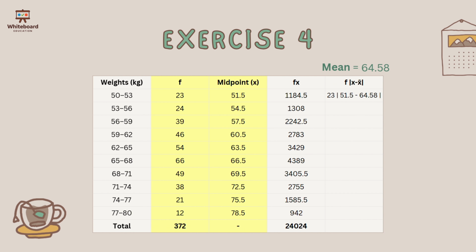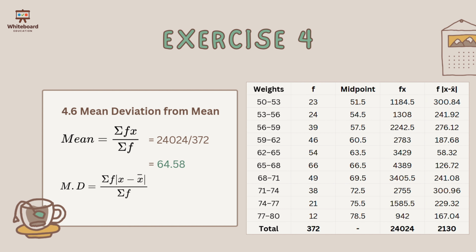So now, we know the mean, so we create another column, f multiplied by absolute x minus x bar, which is the mean. So we multiply each frequency with the absolute value of the respective midpoint minus the mean, like this. Now do the same for all the rows, and you'll get the summation equal to 2130. We know that the formula of MD is summation f absolute x minus x bar, divided by summation f. So we do 2130 divided by 372, which equals 5.73.